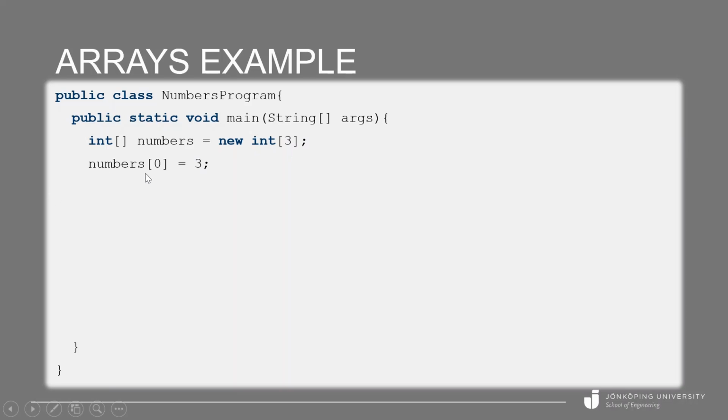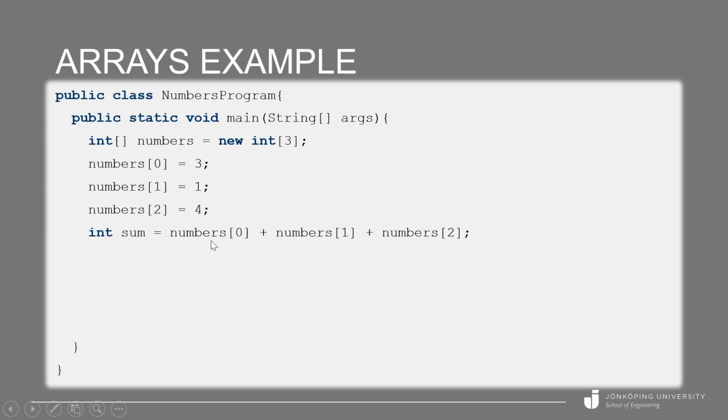Then here we change the first integer in the array to 3, and the second one to 1, and the third one to 4. And here we obtain all of those values, compute the sum, and then we print the sum down here.